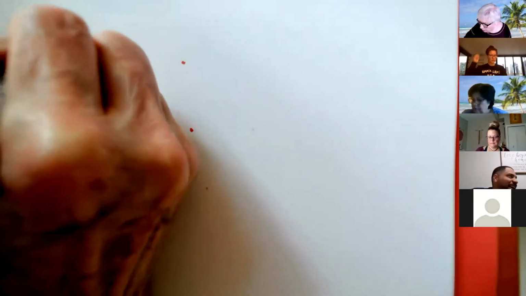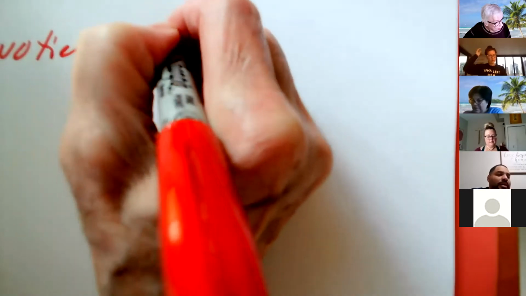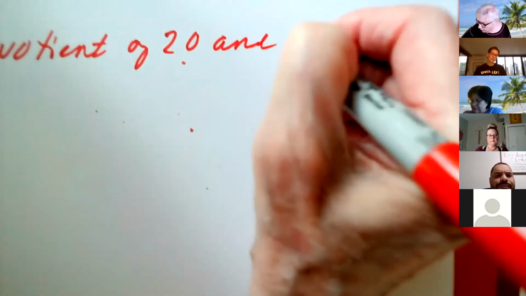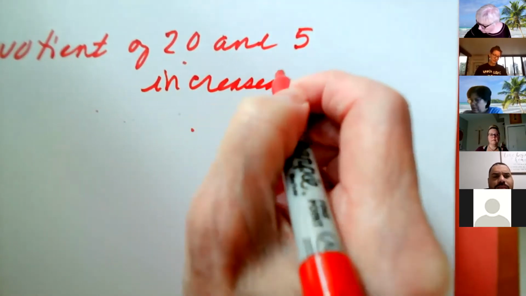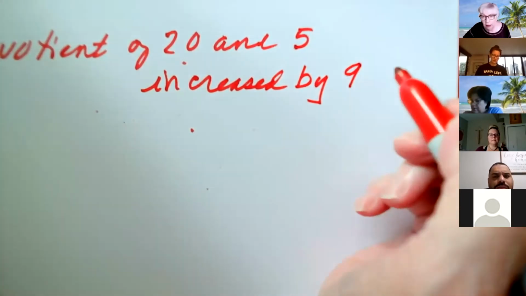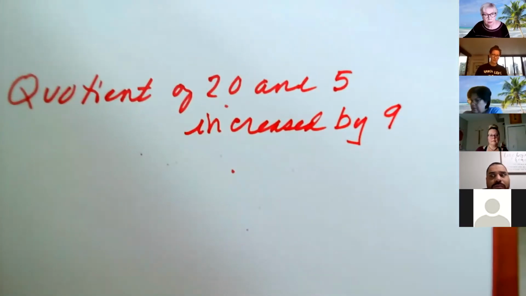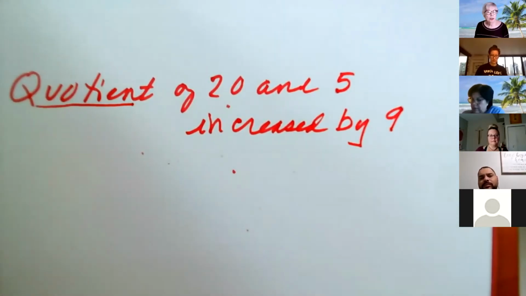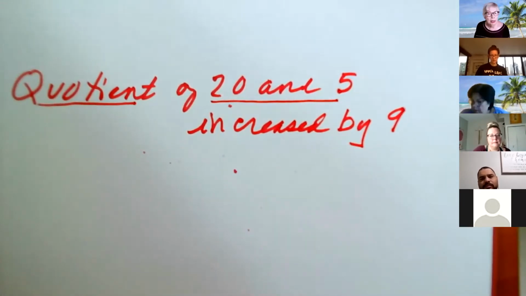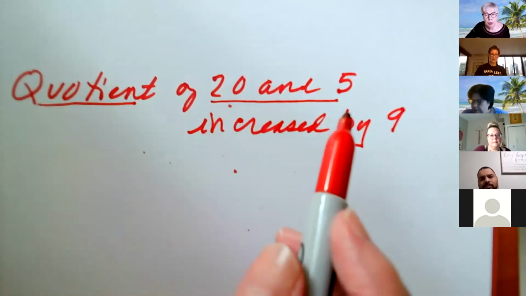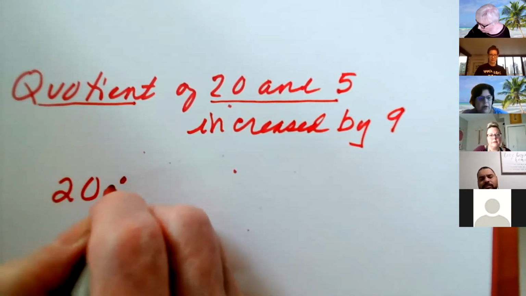The quotient of 20 and 5 increased by 9. So the first word, quotient, we need to deal with. It's a quotient of something, and when they provide you with the two numbers, then you know that goes together. Quotient means divide. 20 and 5, a fraction.